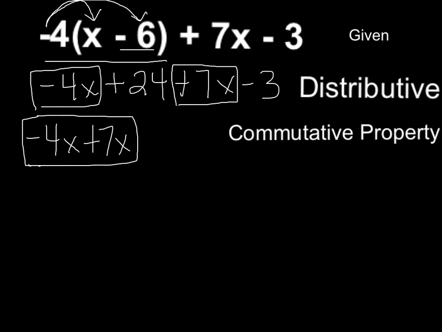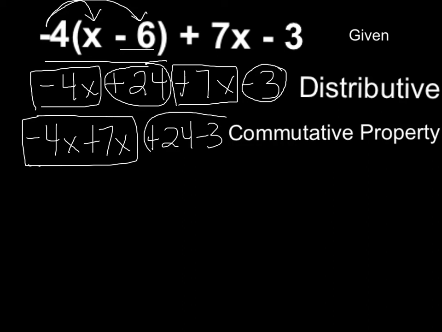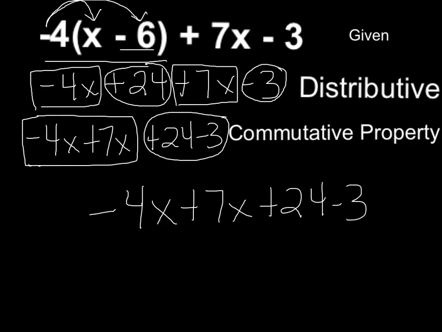Then the next thing that I see are two constants. I see positive 24 and negative 3. So I'm going to circle positive 24 and negative 3, and I'm going to group those together using the commutative property. So I have plus 24 minus 3. I'm going to circle those; they go in the same circle. So now I have negative 4x plus 7x plus 24 minus 3. That gets us ready to learn to combine like terms tomorrow.